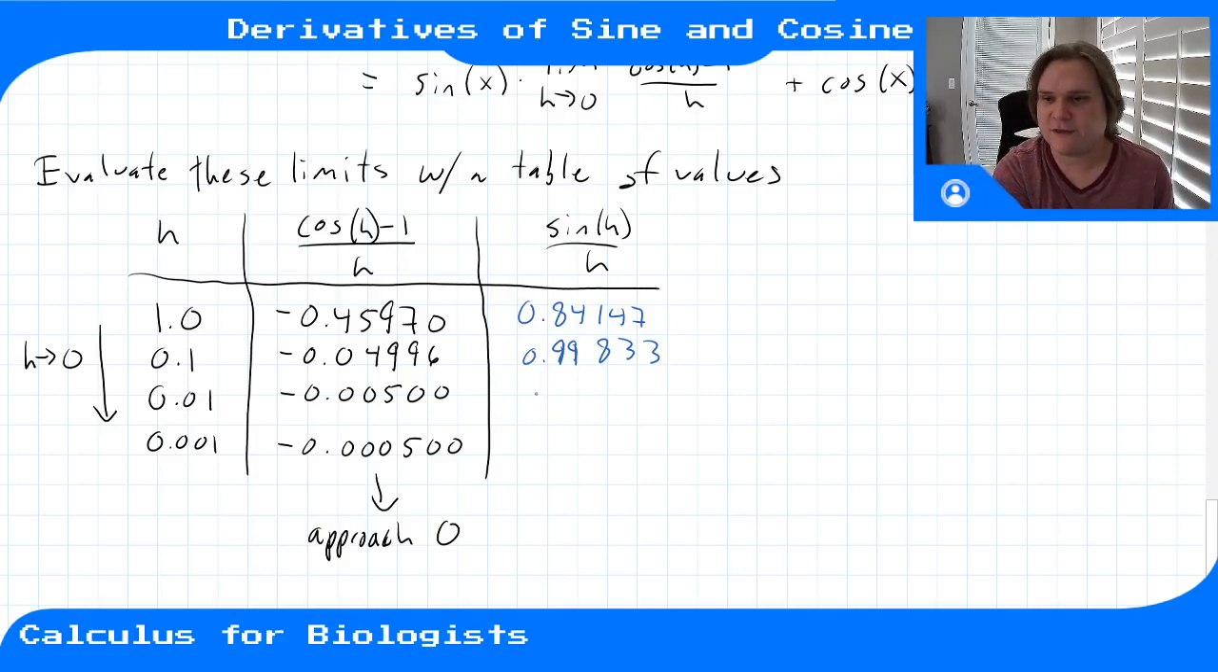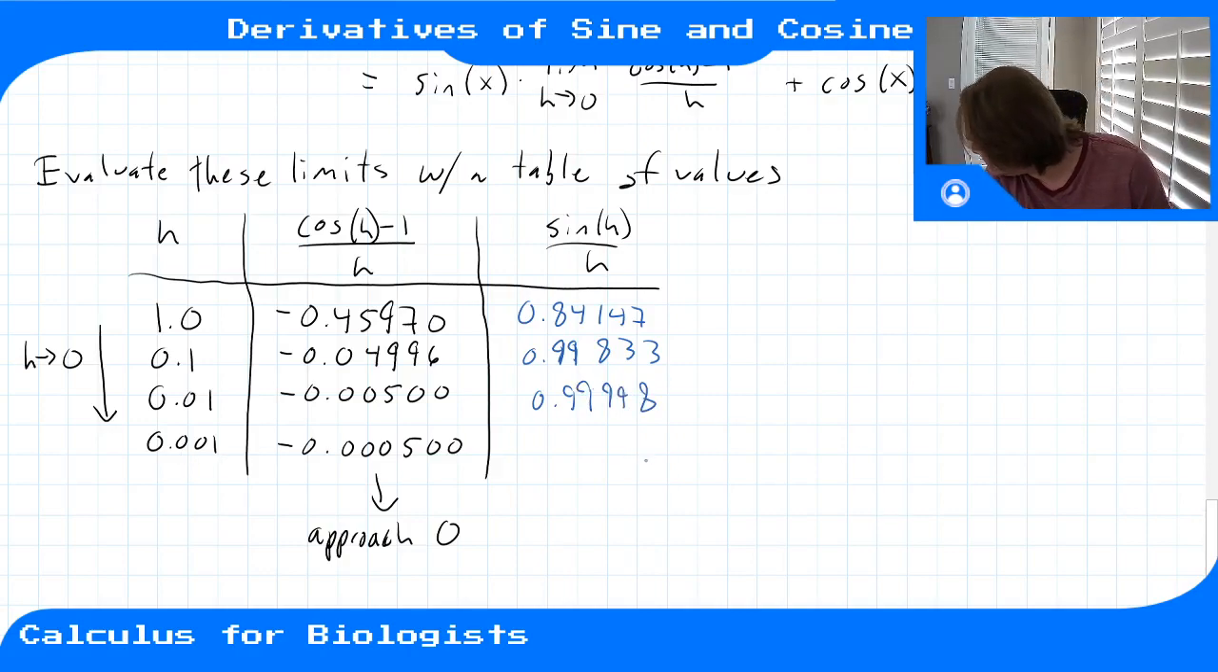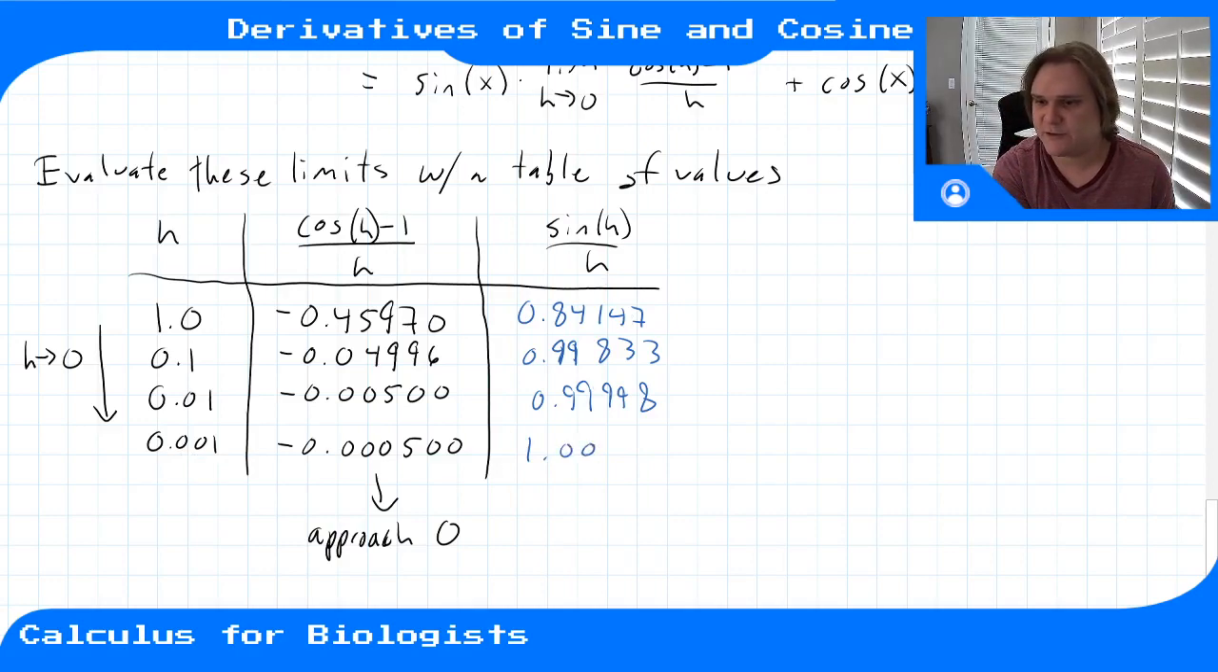At 0.01, this is 0.99998. And at 0.001, sine of h over h evaluates to 1.0000, and then there's something in a later decimal place. So these very clearly approach 1, right? This one, you can tell that they're getting smaller, they're going to 0. This one, they're definitely going to 1. They're pretty much there when h is only at 0.001, right?